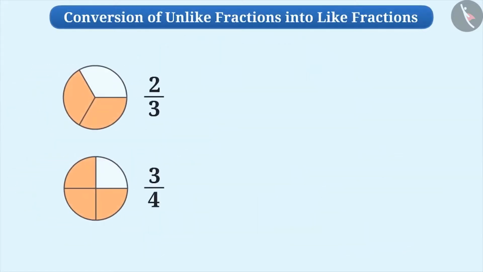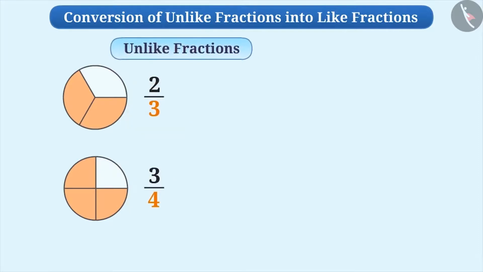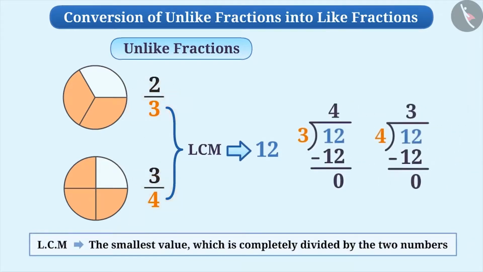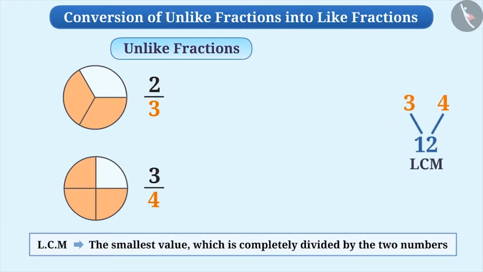Look here, there are two fractions 2 by 3 and 3 by 4. These are unlike fractions because they have different denominators. To convert them into like fractions, first, we calculate the LCM of the denominators of both fractions. The LCM of two numbers is the smallest value which is completely divided by the two numbers. Here, the LCM of denominators 3 and 4 is 12.